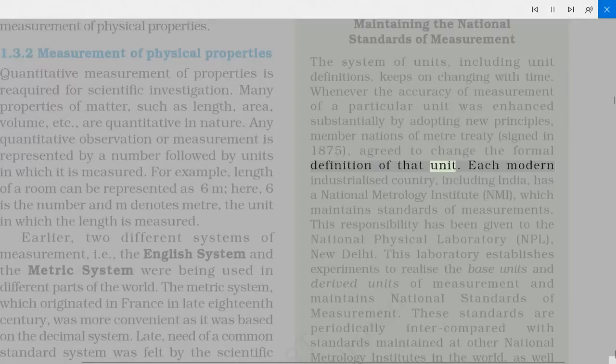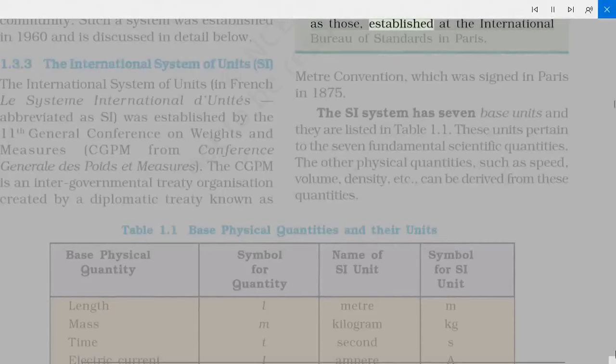Each modern industrialized country, including India, has a National Metrology Institute, NMI, which maintains standards of measurements. This responsibility has been given to the National Physical Laboratory, NPL, New Delhi. This laboratory establishes experiments to realize the base units and derived units of measurement and maintains national standards of measurement. These standards are periodically intercompared with standards maintained at other national metrology institutes in the world, as well as those established at the International Bureau of Standards in Paris.